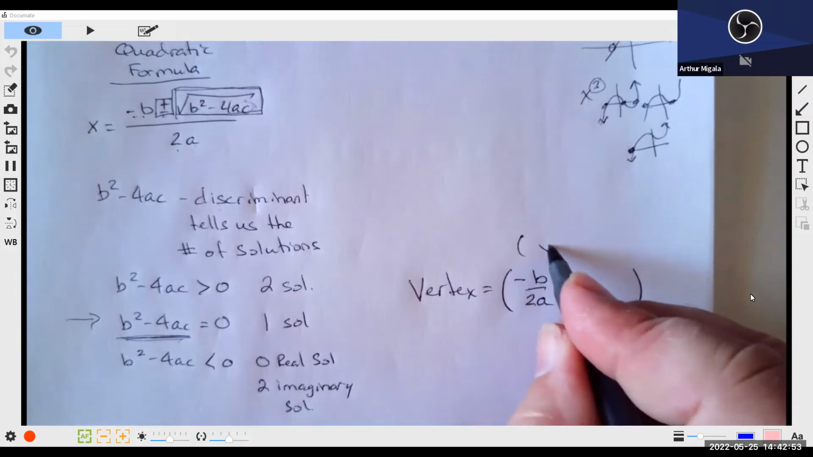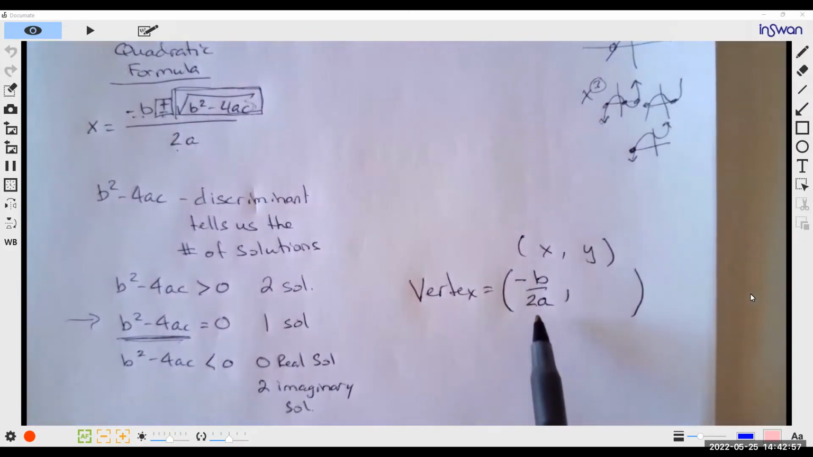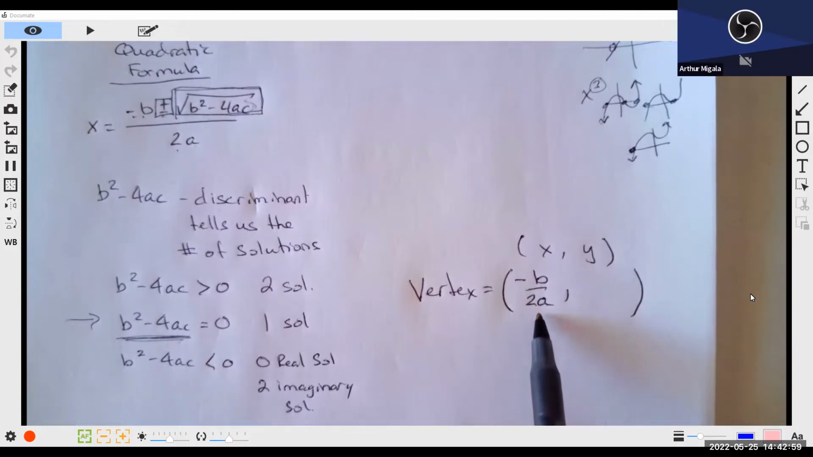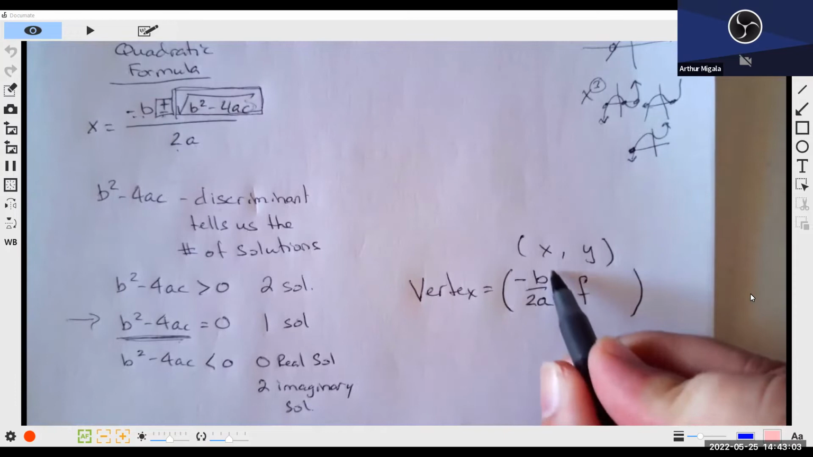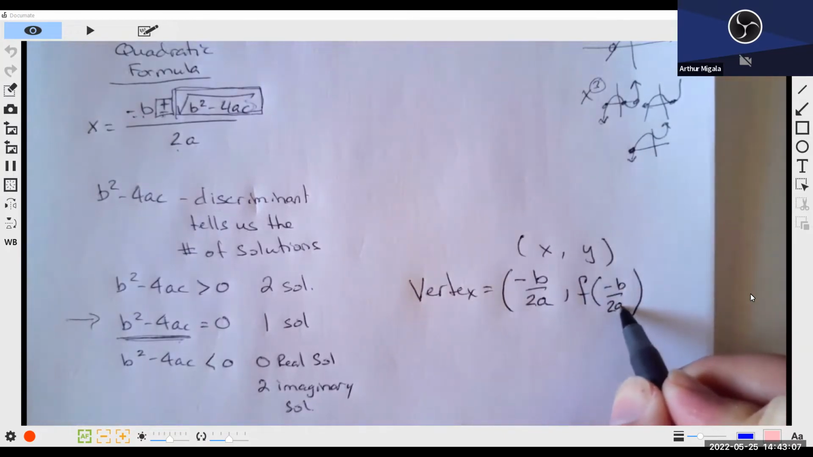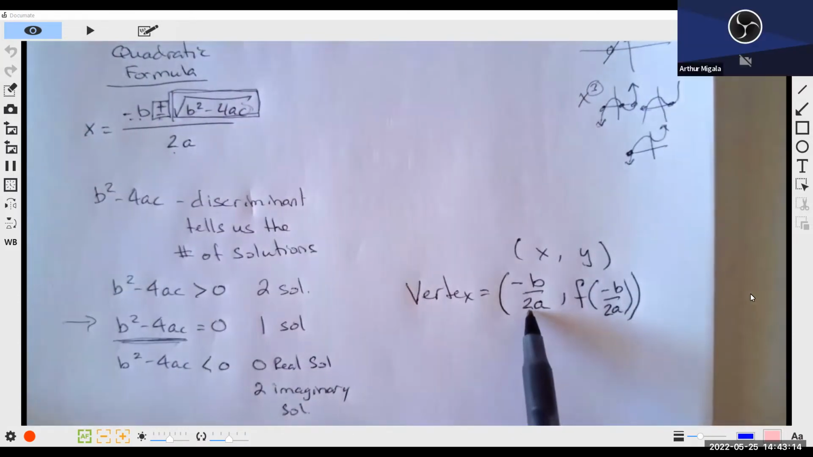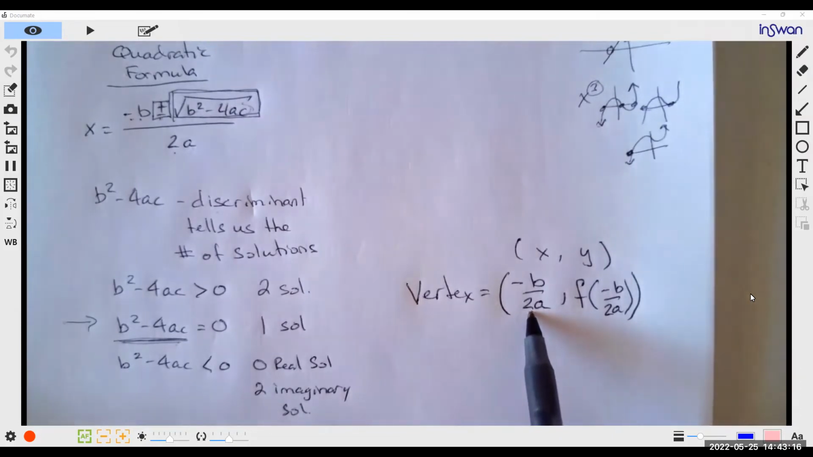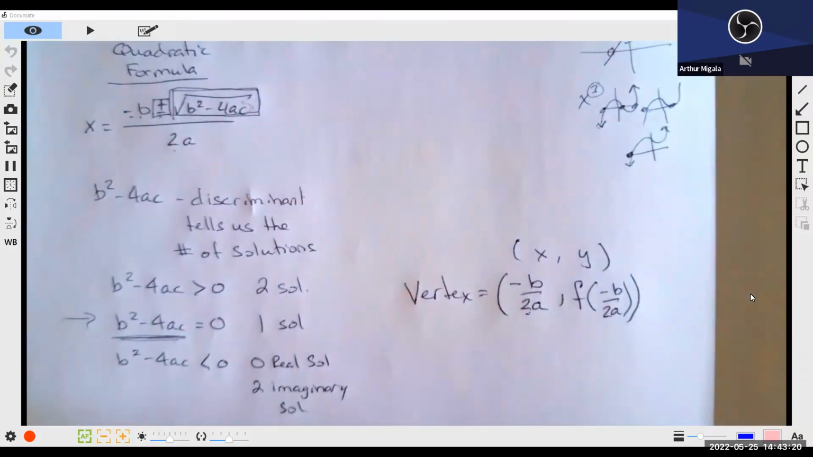Remember, a point has an x and a y value. So once we find the x value, to find the y value, we just take this x value and put it back inside the equation. So we're using it twice? Yes, we use it once to find the x and then to find the y value. So let's look at how this works.